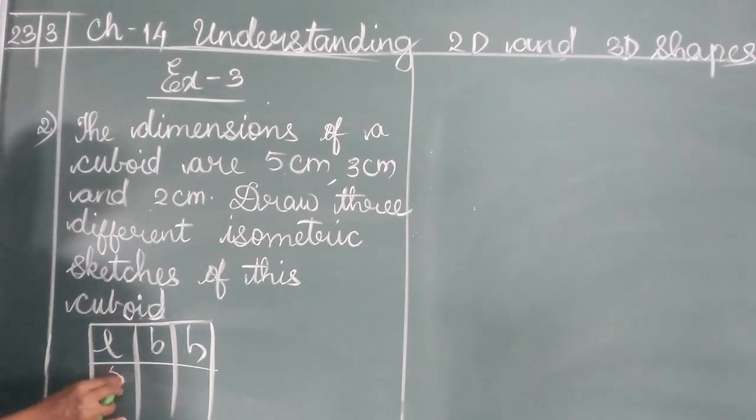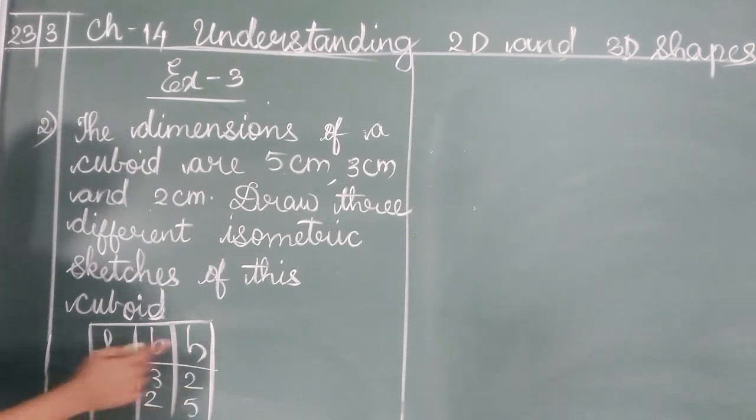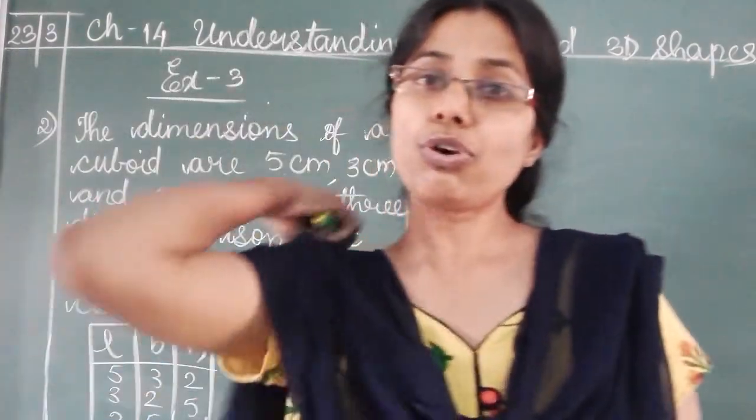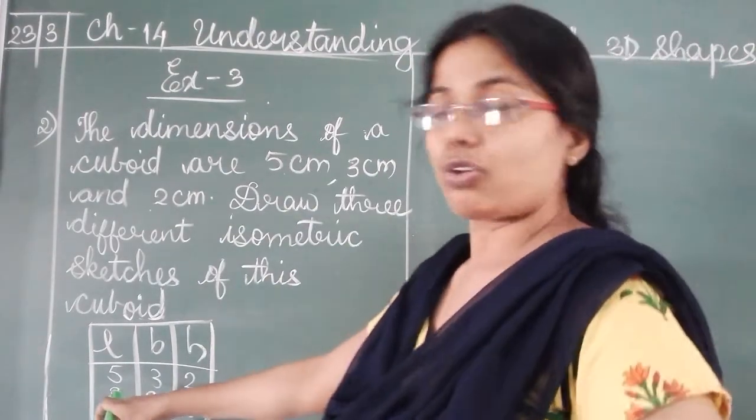So for the first one it is 5, 3, 2. For the next one 5 goes last, so it is 3, 2, 5. Then 3 goes last, 2, 5, 3. You have to draw the isometric sketches. Use your isometric dot paper to make the actual drawing.